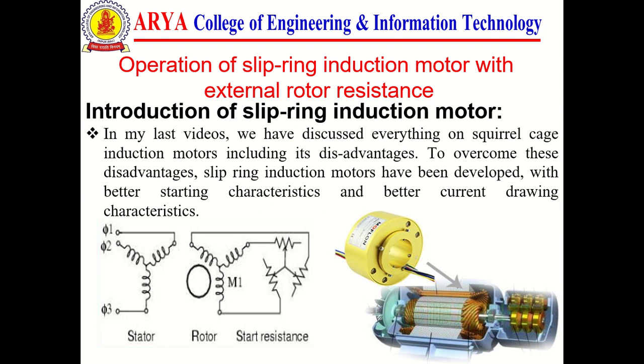So students, this is an interesting topic when we talk about operation of slip ring induction motor using external rotor resistance. Here you can see the pictorial view of a slip ring induction motor. These are the slip rings. Actually, all parts are similar to the squirrel cage induction motor. The only difference is on the rotor side.